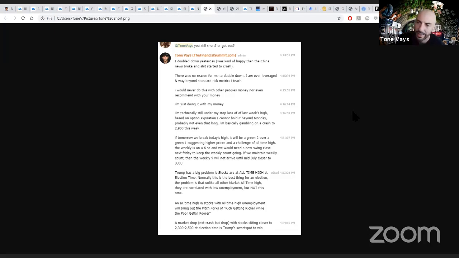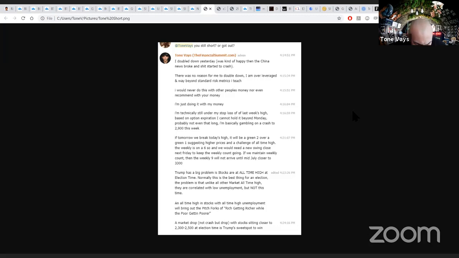These options do not have that much time, and I can only hold this trade until Monday. Even holding it till Monday is borderline dangerous, adding on top of my current leverage and the unreasonable size of my short position. I'm saying probably not even that long. I am basically gambling on a crash to 2,900. This is what I wrote yesterday at 4:16 p.m.